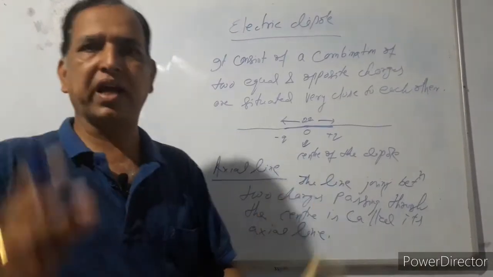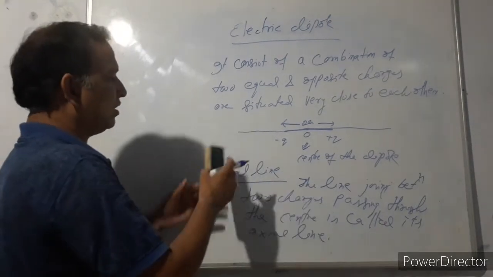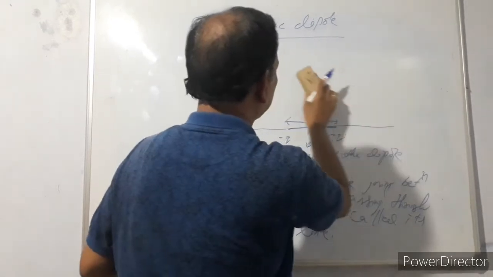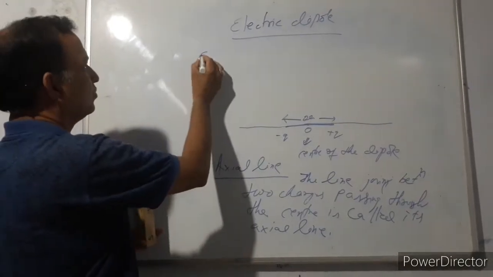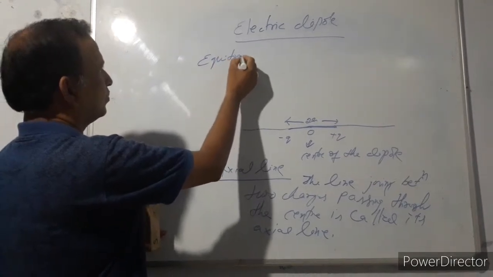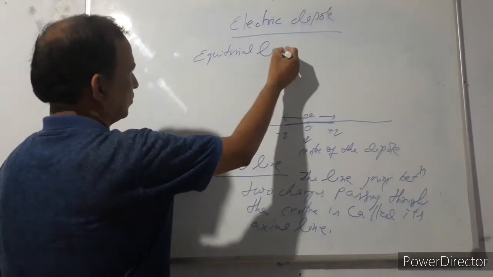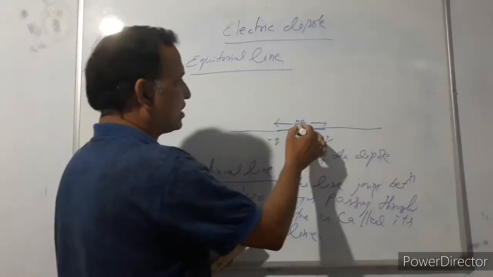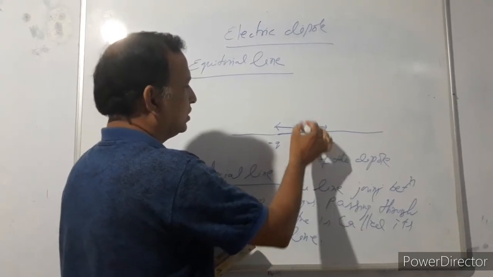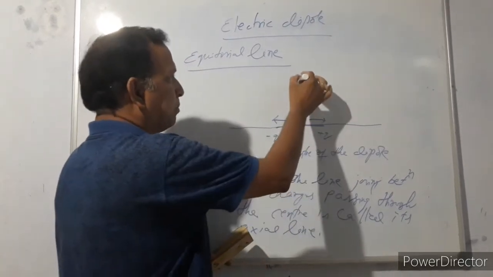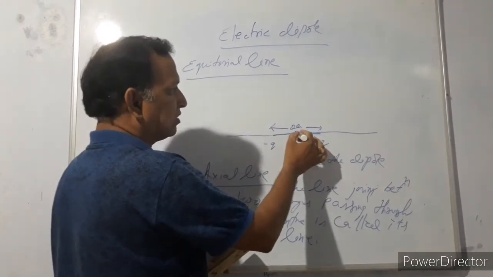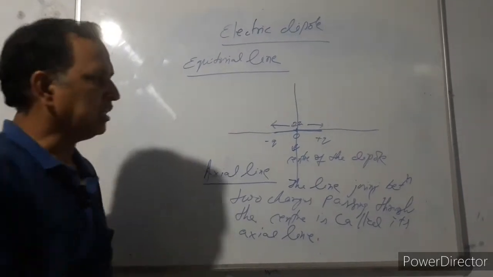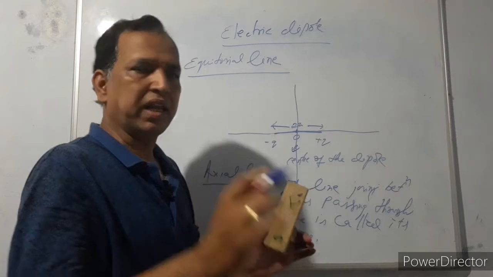Then the equatorial line. What is the equatorial line? A line passing through the center and perpendicular to the axial line.